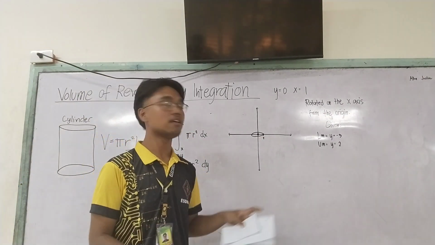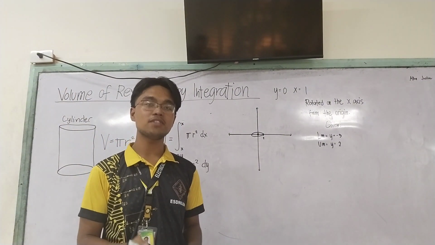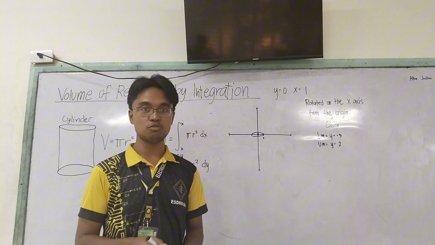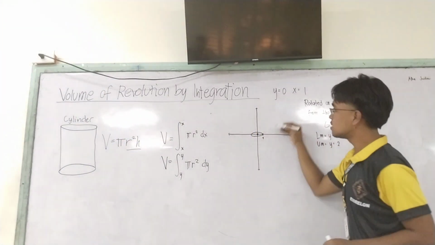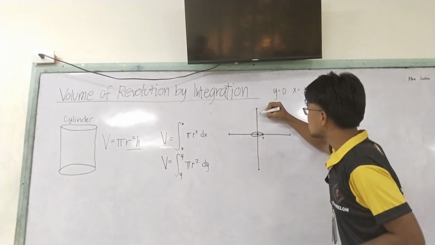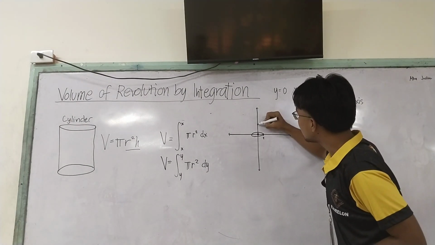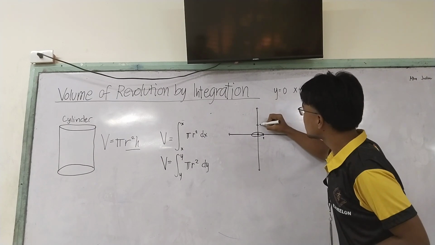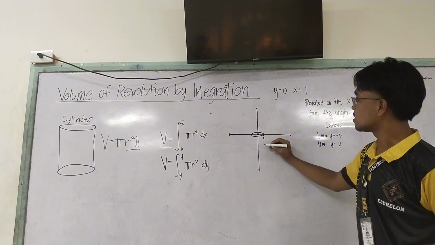And we are also given the lower limit and upper limit, which are y equals negative 3 and y equals 2. So from the x-axis, going back to the y-axis, the upper limit is 2, and the lower limit is negative 3.